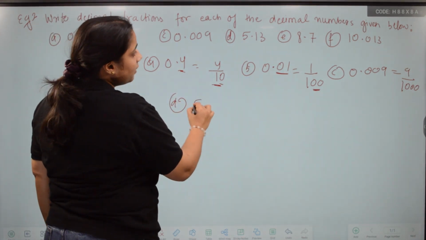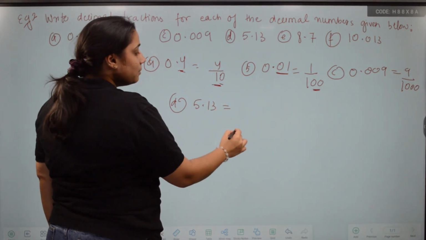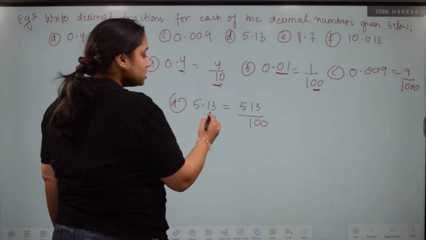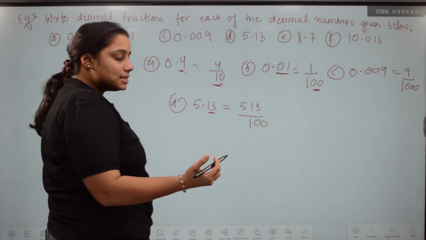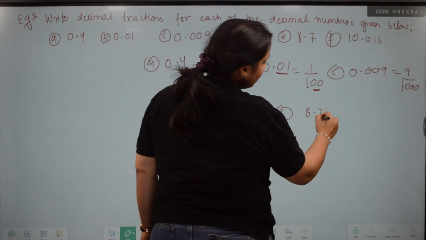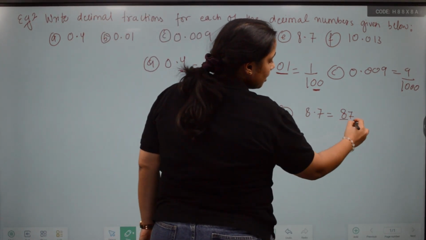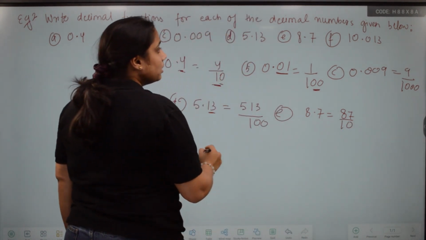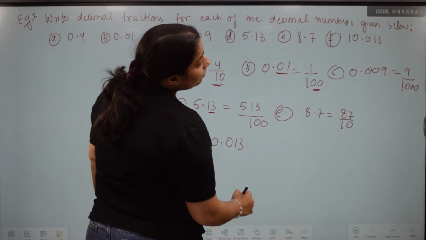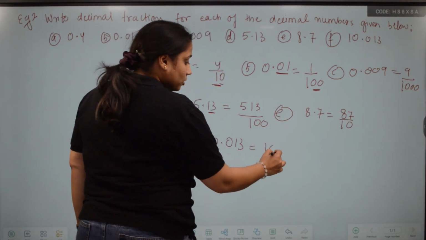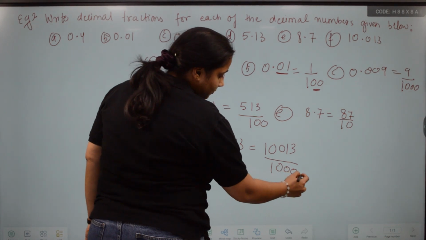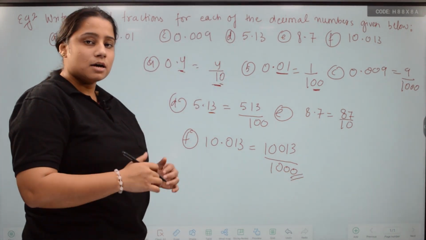Part D, 5.13. It can be written as 513 upon 100 because it has 2 digits after the decimal. Part E, 8.7. It is 87 upon 10. Now part F, it is 10.013. So it will be 10013 upon 1000. So these are our required answers.